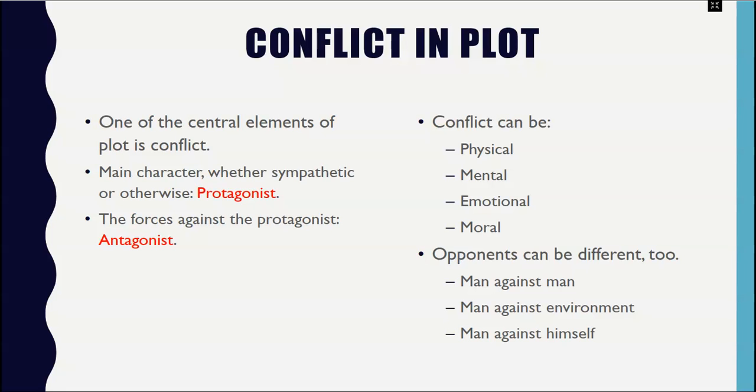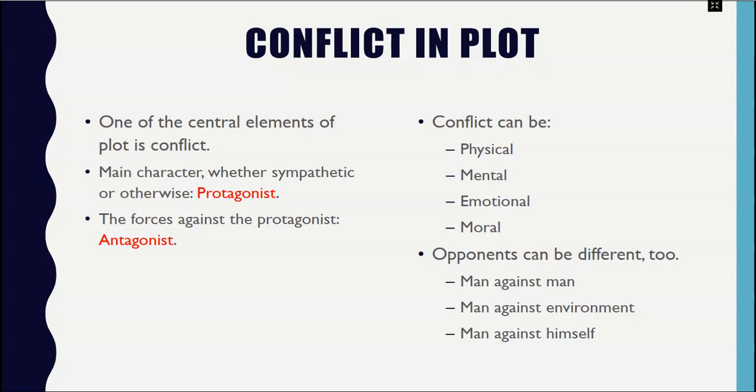So a very, very important and one of the most essential elements of every plot is the conflict. At the end of my presentation, I will also tell you that finding the conflict is probably a good first step for your literary analysis. Why? Because the conflict tells you what the whole story is about.